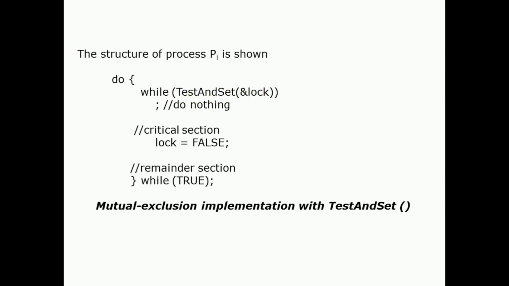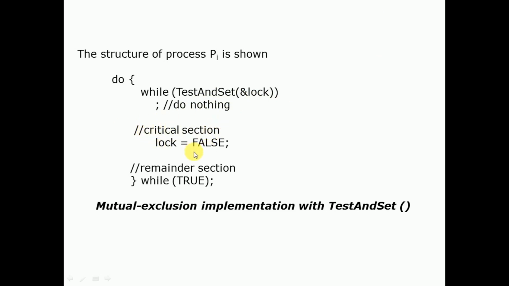Once the lock is available to you, this condition becomes false. So when this condition is true, the process Pi cannot do anything. It will simply be waiting because the lock is not available. Once the lock is set, it can enter its critical section. Once it enters the critical section and finishes, it will make lock equal to false.